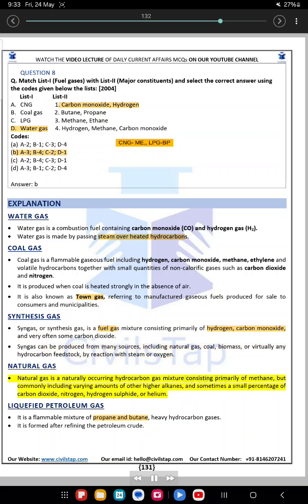Natural gas. Natural gas is a naturally occurring hydrocarbon gas mixture consisting primarily of methane, but commonly including varying amounts of other higher alkanes, and sometimes a small percentage of carbon dioxide, nitrogen, hydrogen sulfide, or helium. Liquefied petroleum gas. It is a flammable mixture of propane and butane, heavy hydrocarbon gases. It is formed after refining the petroleum crude.